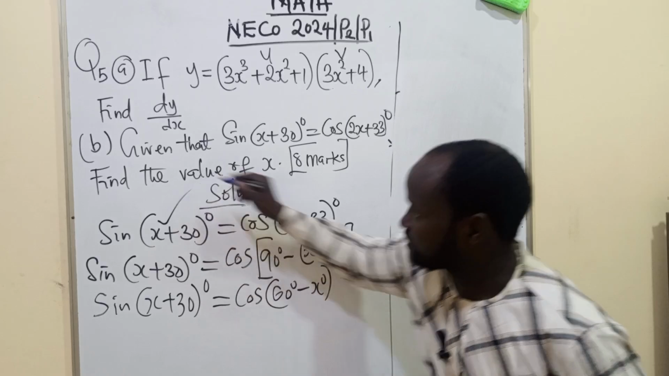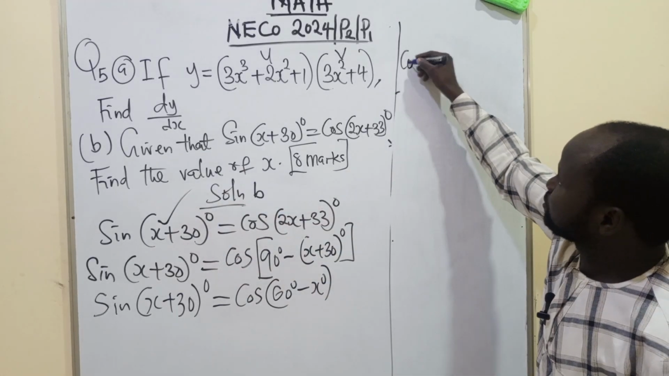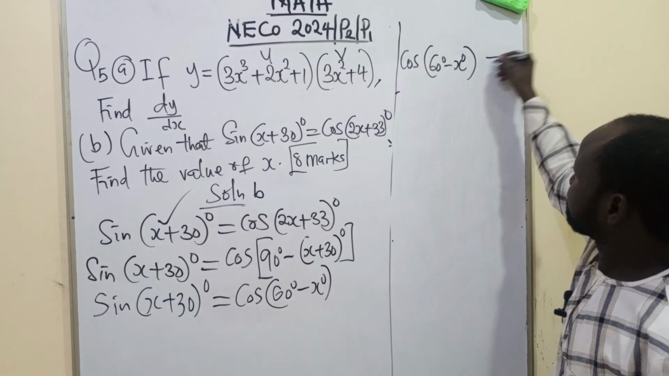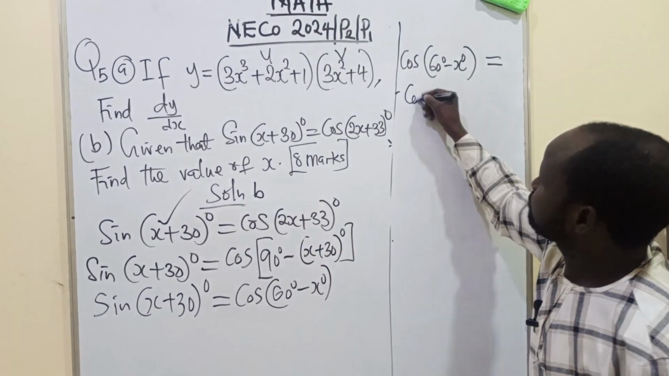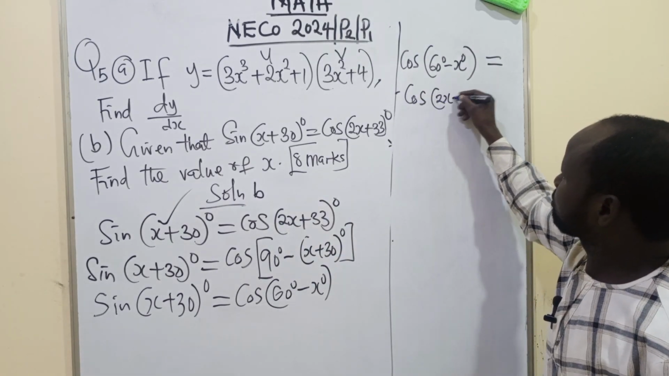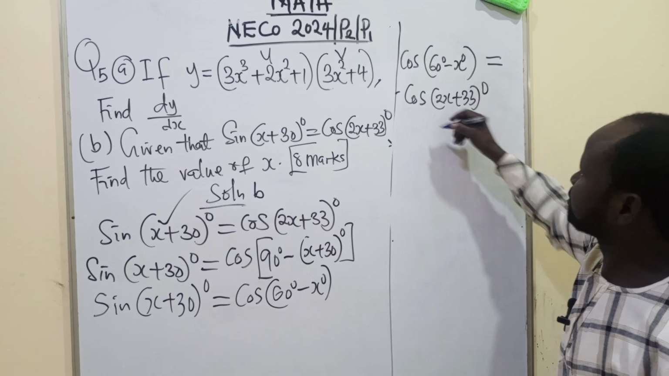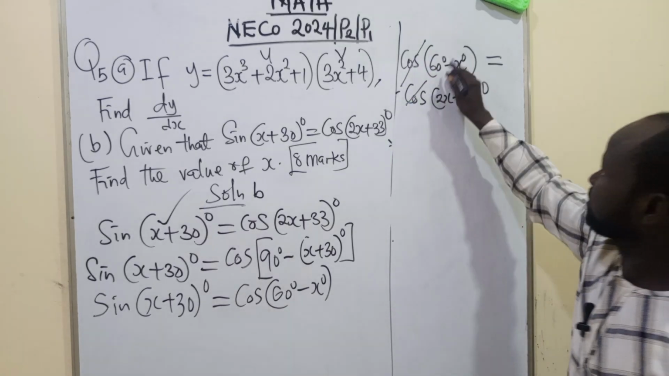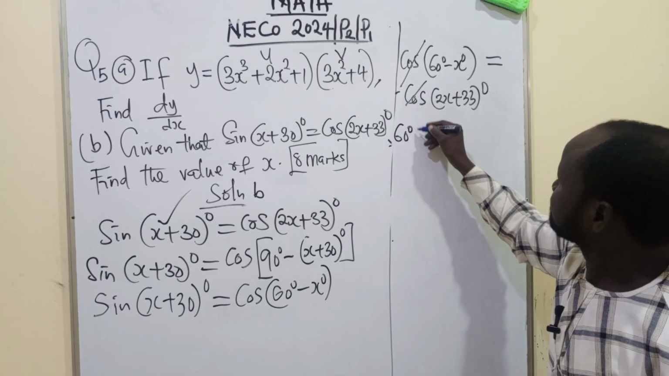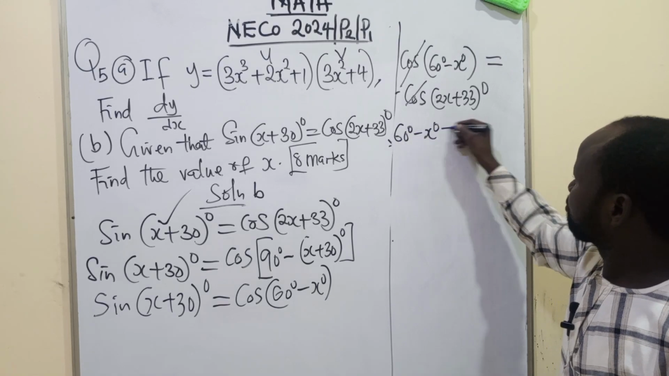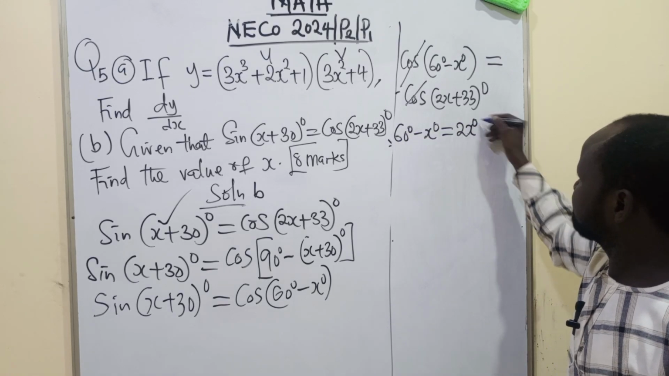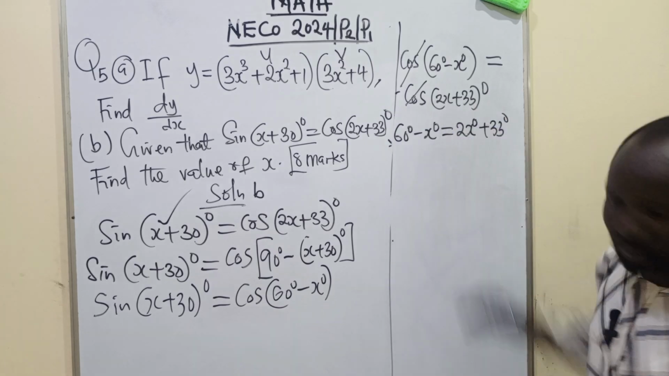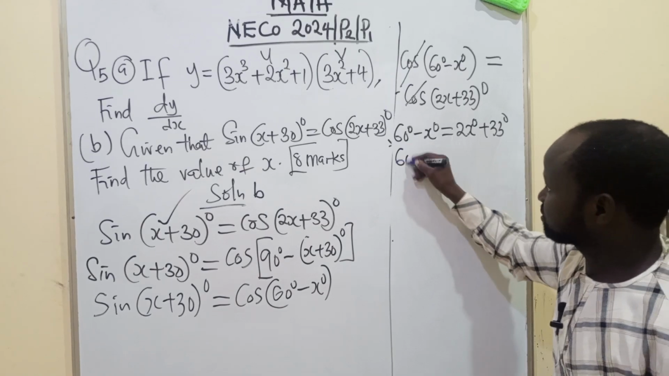So in place of this, I will put cos 60 degree minus x degree will be equals to now cos 2x plus 33 all in degree. You realize that you can divide through by cos. The cos will go. So we'll be left with 60 degree minus x degree will be equals to 2x degree. We'll remove the bracket now, plus 33 degree. So we can collect like terms here. This will be 60 degree.